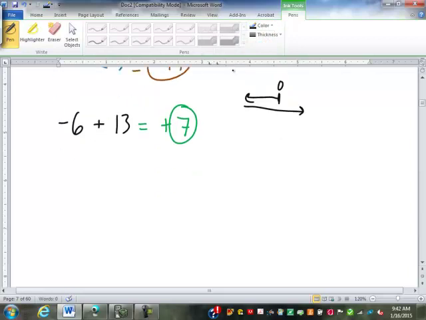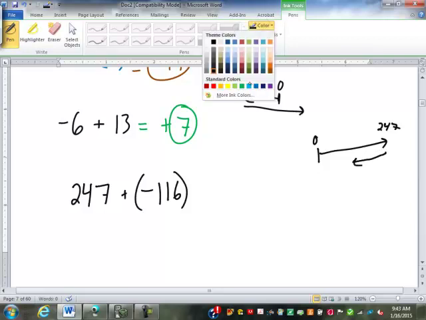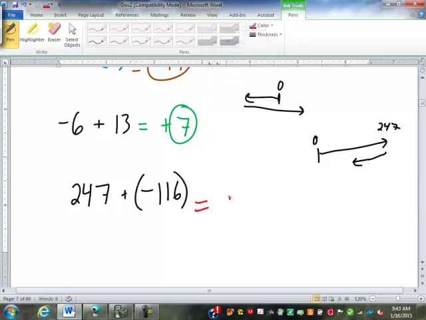And with larger numbers, it works just the same. We might have 247 plus a -116. Well, here's 0. There's positive 247. -116 goes the opposite direction, and it's shorter. So that tells us the answer here is going to be positive.